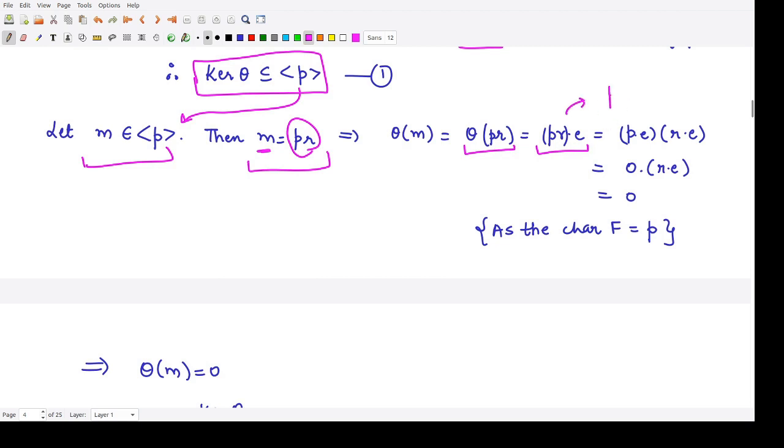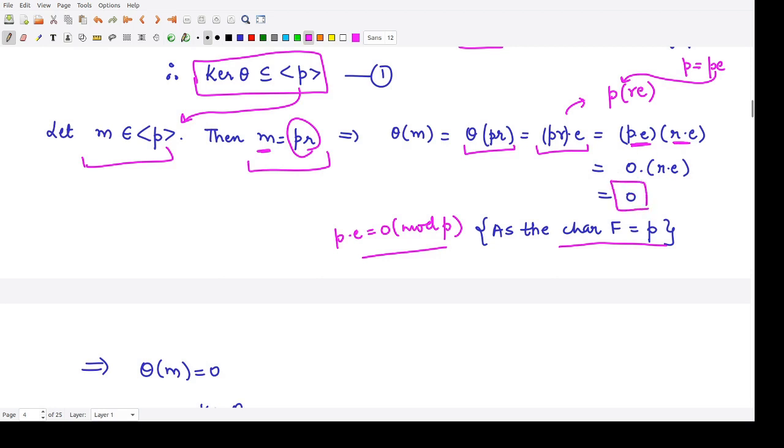Again, using the associativity we can write this to be P into R into E, and because P is equal to P into E, because E is the multiplicative identity, we can write PE instead of P. So we have PE into RE, and by definition PE is equal to 0. Why? Because P is the characteristic here. Characteristic of F is P. So basically P into E would be equal to 0 mod P. That is what we are saying. And thus we are only left with RE. So 0 multiplied by RE would be nothing but 0.